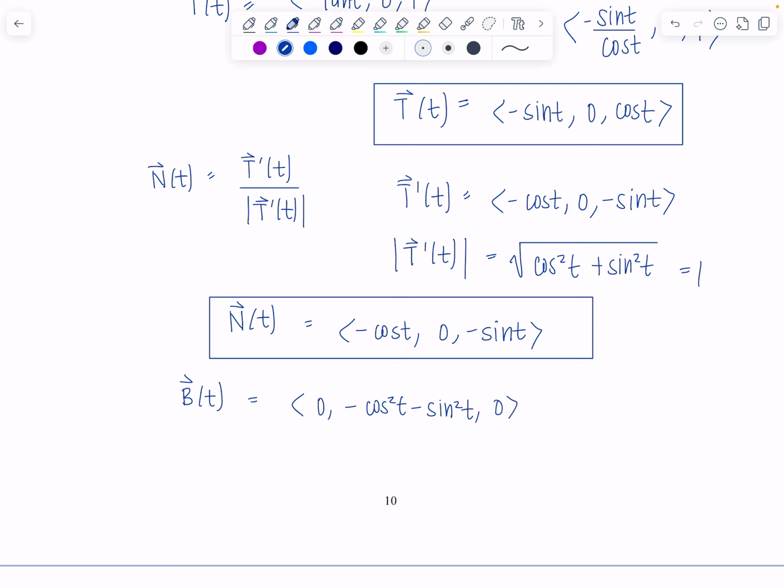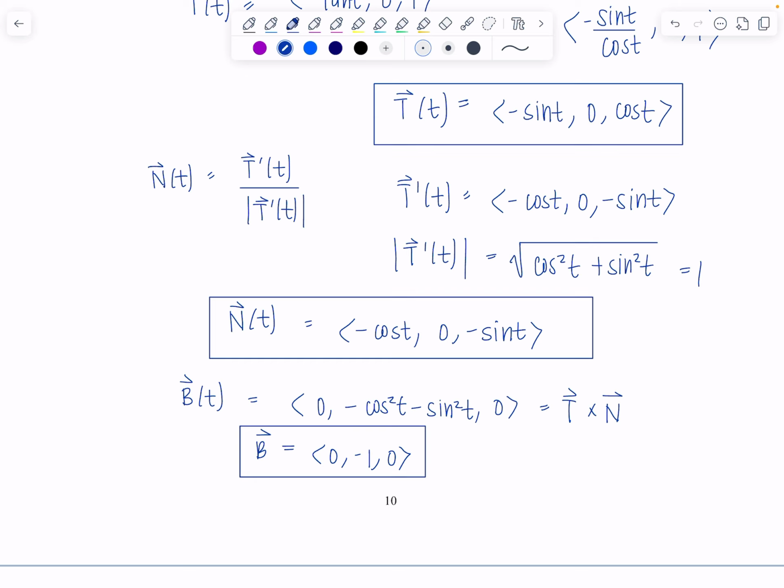The order does matter. B needs to be T crossed with N, not the other way around. If you switch the order, then the sign will be off. So this is 0, negative 1, 0. Hopefully that was free points for everybody. Handing out points on the sidewalk, like popsicles on a summer day.